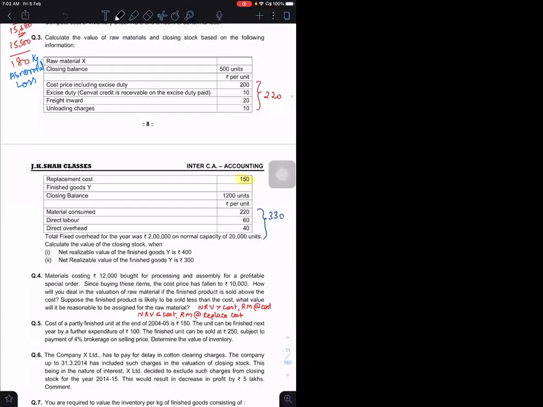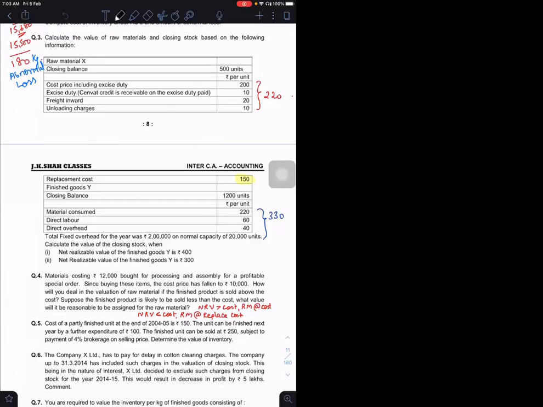So in question number 3, they have given us to value the raw material as well as the closing stock, which refers to the finished goods. So first, let us see raw material X: 500 units are balanced, and we already calculated the price of 220 in the last lecture, how we arrive at 220. That is 200 price minus excise duty of 10 rupees, because that 10 rupees excise duty is refundable in nature. So it is subtracted. Then freight inward and unloading charges get added up in the purchase cost of raw material. So the total value comes to 220 rupees.